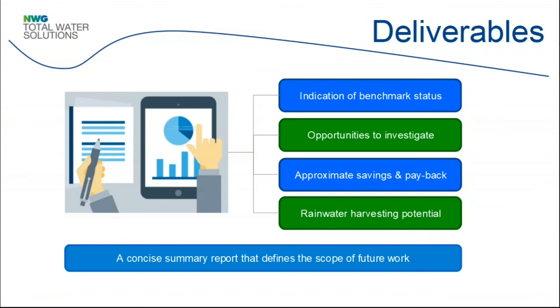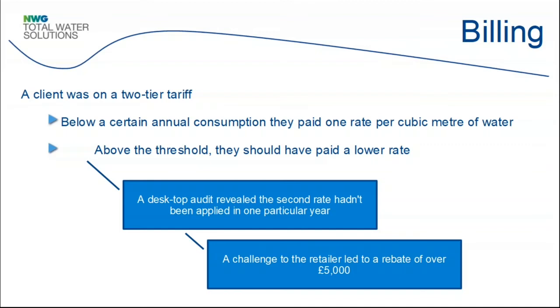So let's move into some case studies. This is quite a simple billing one. This client was on a two-tier tariff, which isn't the easiest thing to say. But below a certain annual consumption, they paid one specific rate. So that was one rate per cubic metre of water that they abstracted from the mains. Above a particular threshold, they should have paid a lower rate. And the threshold was something like 8,500 cubic metres a year.